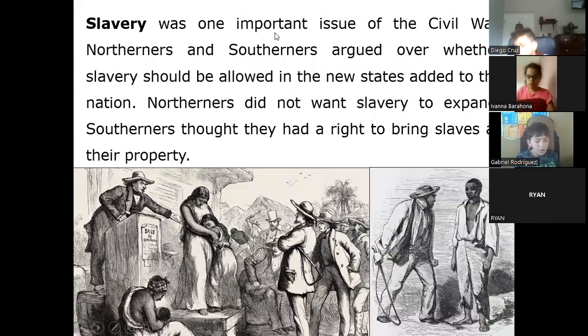Slavery was one important issue. Look at this word. Issue. Slavery was one important issue of the Civil War. Northerners and Southerners argued over whether slavery should be allowed in the new states added to the nation.